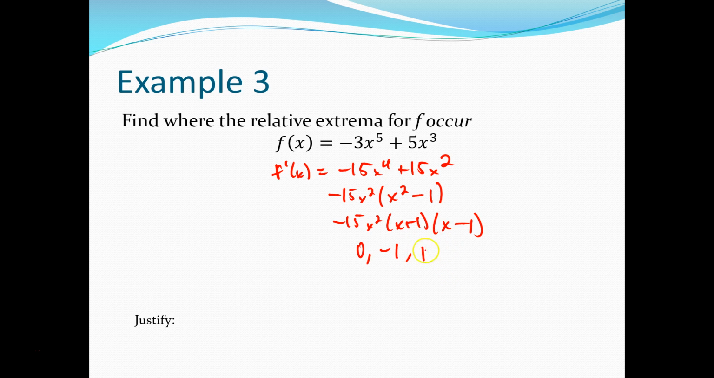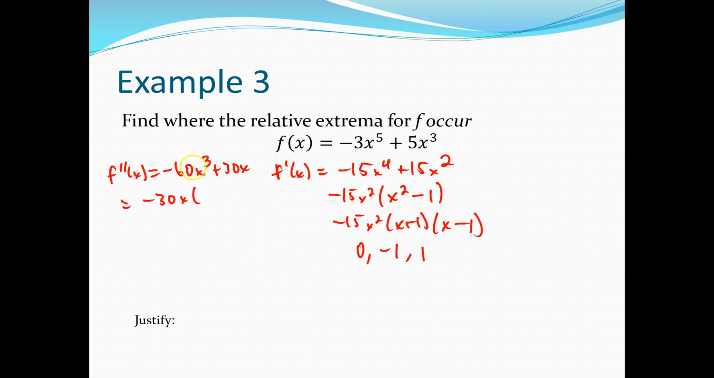Now, we could use the first derivative test. We could make the number line, and we could find out whether we change from increasing to decreasing or what's happening here with those values. But let's use the second derivative test and see if we can figure it out that way. So let's do f double prime over here. So f double prime of x is going to be negative 60x cubed plus 30x. Let's factor that. Let's pull out a negative 30x.